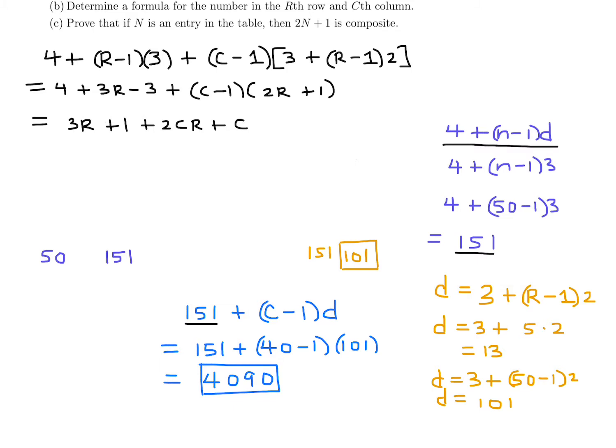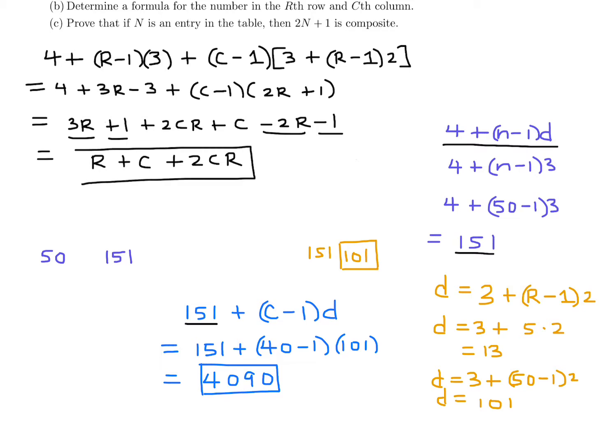c minus 2r minus 1. And let's see here, these minus 1 minus 1 cancel. The 3r and 2r just become r. So I have r plus c plus 2cr. I think that's about as far as it goes in terms of simplification. So this is the general formula.